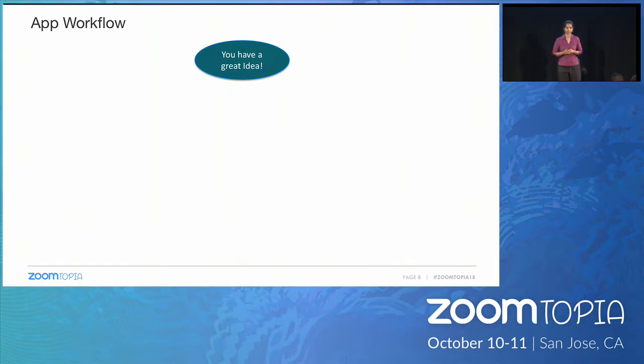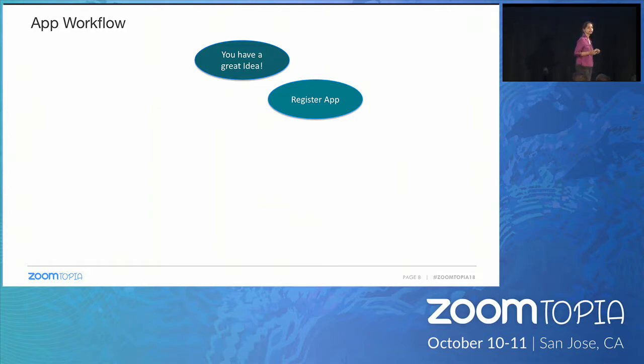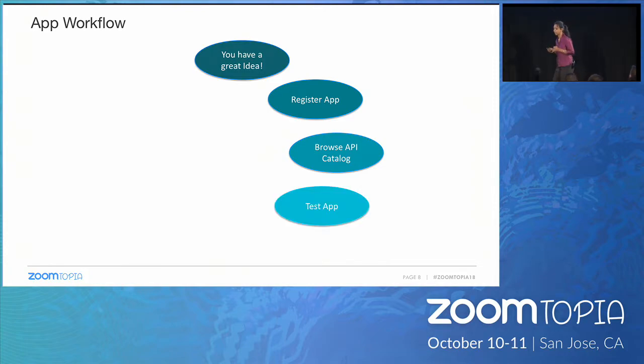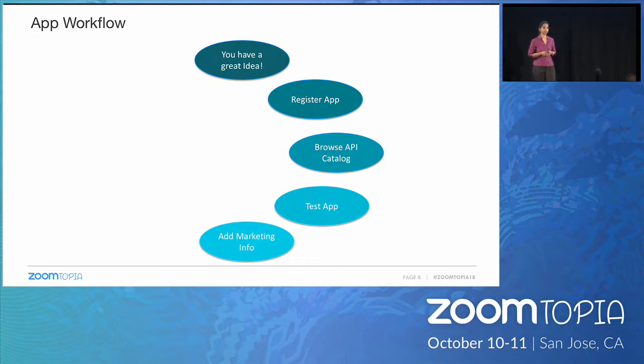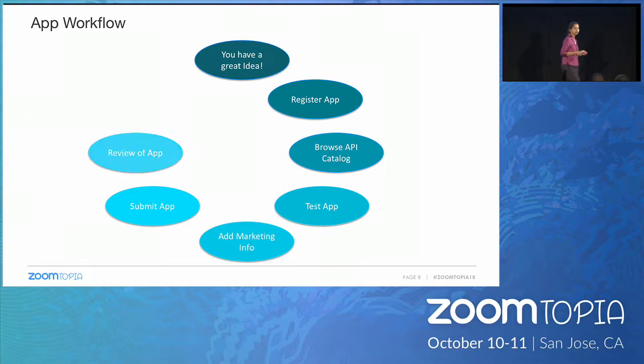Once you have a great idea to start with, all you need is to register your app on the platform. You'll be provided with a set of credentials to access our APIs. Browse through our API catalog, find which API meets your app's requirements. Once you've figured out the APIs, build and test your app. Add any marketing information that's relevant to your app. This might include screenshots, videos, or any description that describes your app the best. Submit your app for a review. Once reviewed, your app is live on the marketplace and made available for all the Zoom users.